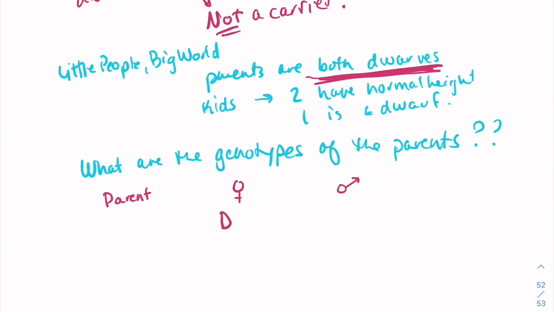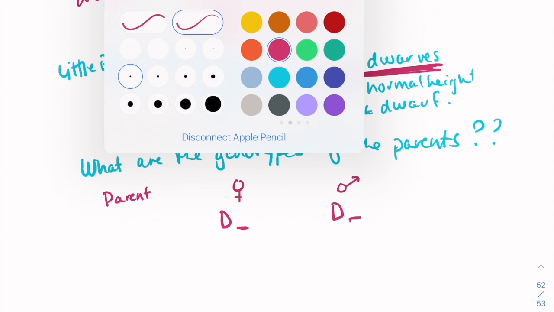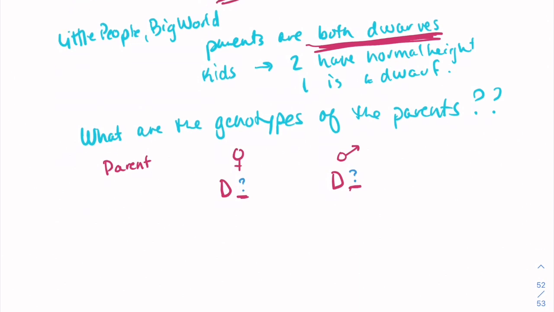So they've each got that one, and we don't know what their second allele is, do we? So we'll put a little question mark there. Some of you have probably got the answer already, and that's cool, but let's look at their kids.